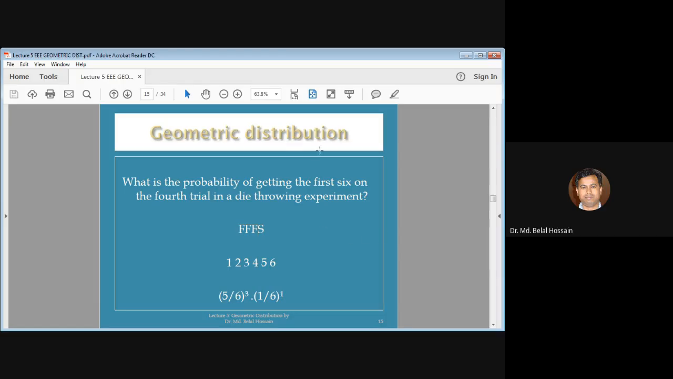So geometric distribution comes from those set of trials when you are looking for your success, and the trial continues until you get the first success. Okay, so that is the geometric distribution random variable. You are looking for a success, and until you get the success, the number of trials you conducted, that is the random variable.